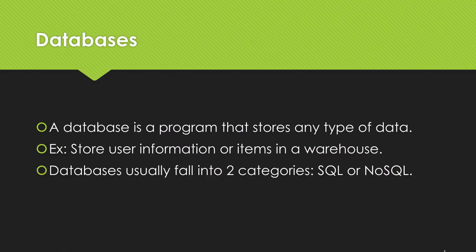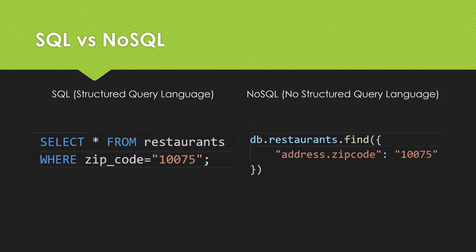Now that we know what a framework is, let's talk about databases. A database is a program that stores data about anything. You can use databases to store information about users or how much inventory you have in a warehouse. In our case, the database we'll be using for our stack should be something web-related. There are dozens of them out there, but they usually fall into two main categories, which is SQL and NoSQL. The difference between these two is the way data is stored and retrieved. Let's look at an example of what using these databases look like. As you can see, they are vastly different.